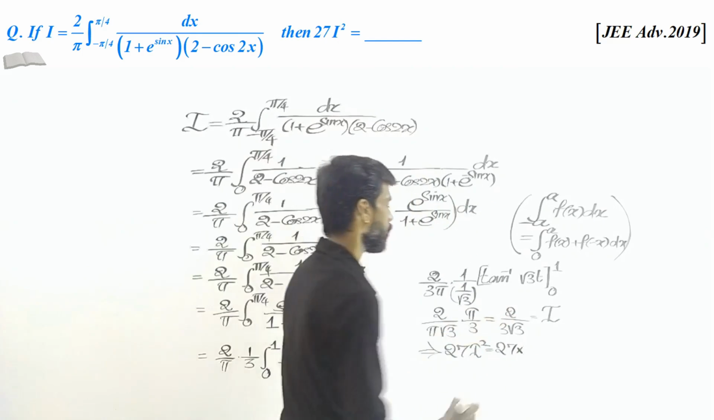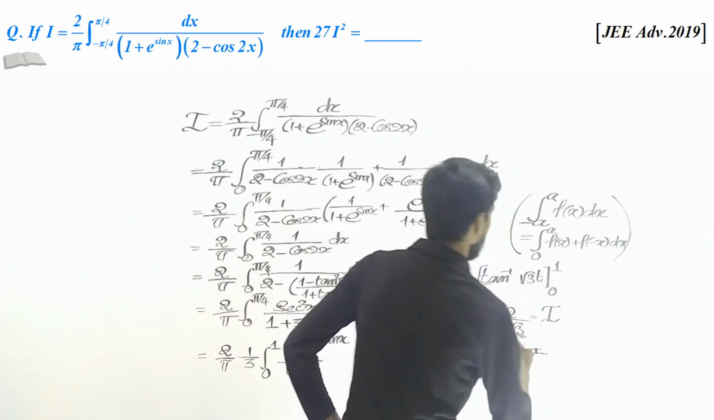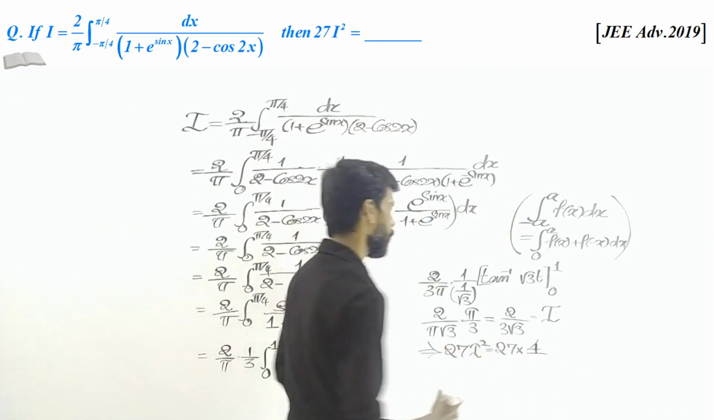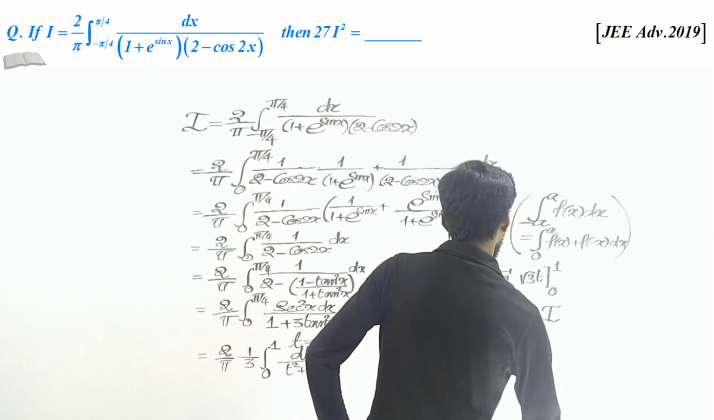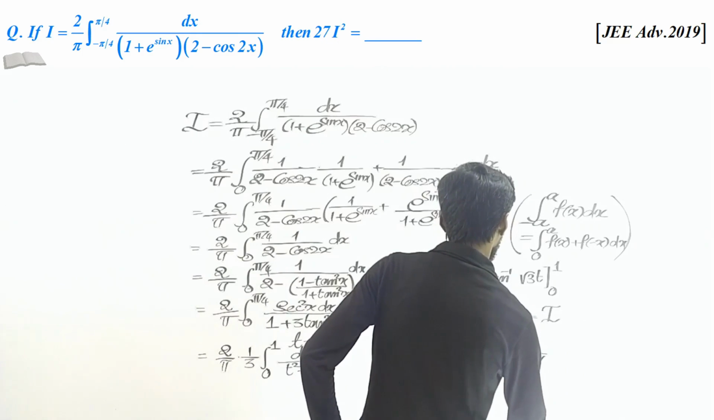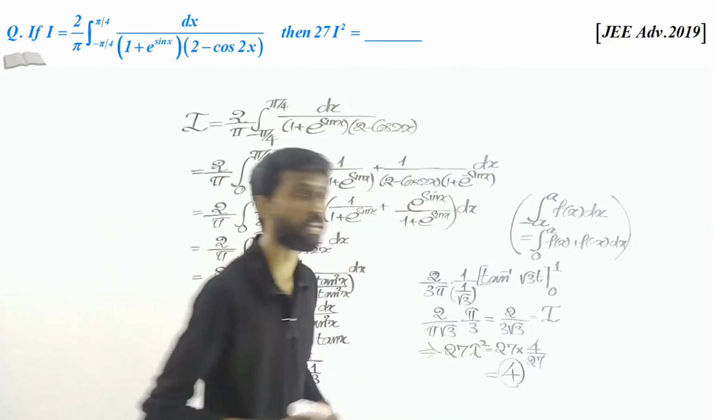So what is I square? This is 4 divided by the square of this. The square of this is 9 multiplied by 3, 27. So that gives you our required answer 4. That's all. So 4 is the answer to the question, right?